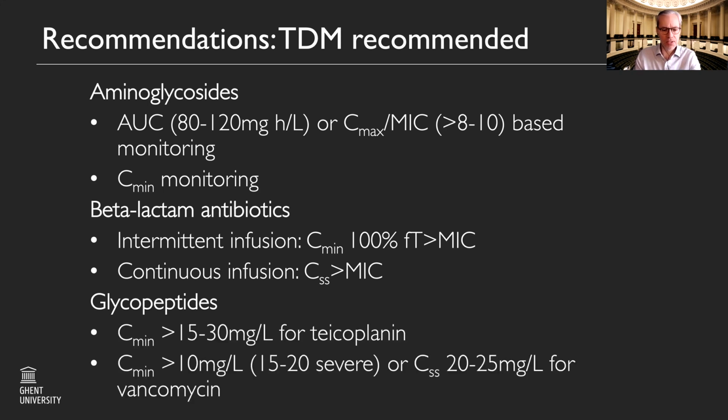For glycopeptides, there are different recommendations according to different drugs. For teicoplanin, the minimal concentration should be above 15 to 30 milligrams per liter. And for vancomycin, if you use an intermittent infusion strategy, the minimal concentration should be above 10, a little bit higher for severe infections, or a steady state concentration between 20 and 25, again, probably aiming a little bit higher for severe infections.